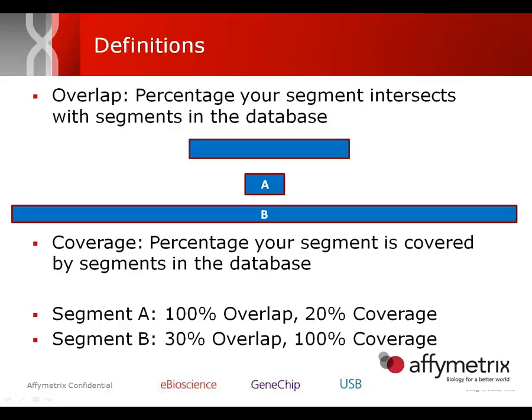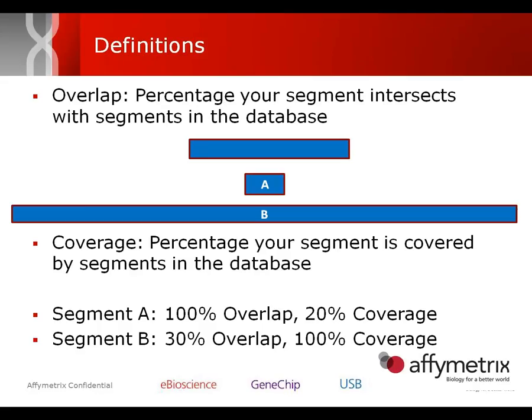Whereas for segment B, which is a very large segment, my segment only overlaps about 30% of segment B. But segment B overlaps 100% of my segment, so the value assigned to the coverage is 100%. The default in the software will bring back segments that match both a 50% overlap and a 50% coverage. So in this case, neither segment would be returned. Now you can adjust the overlap and coverage thresholds to meet your criteria. You can make them more or less stringent depending on how you see fit.